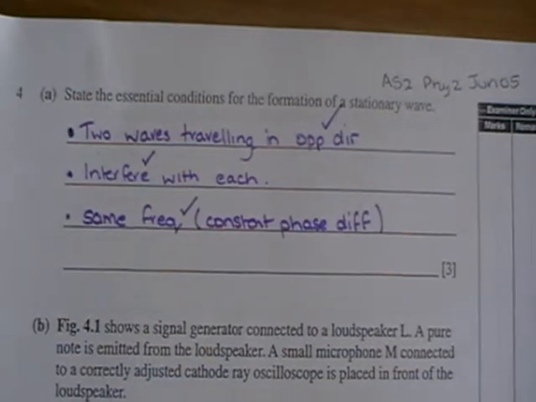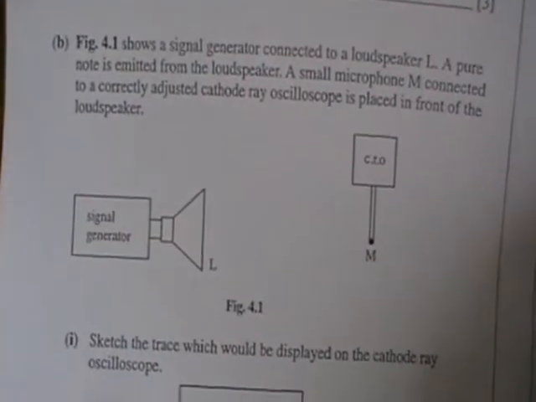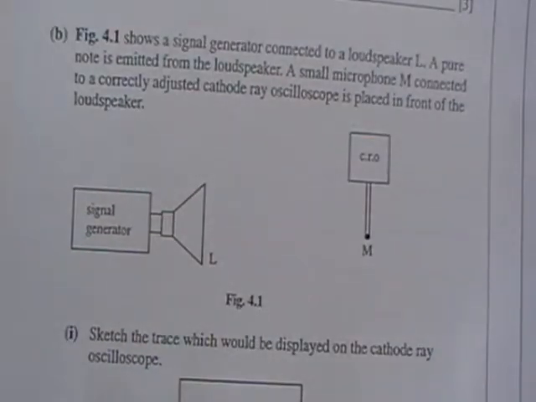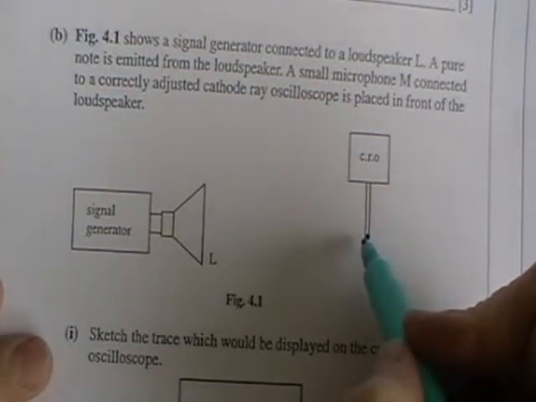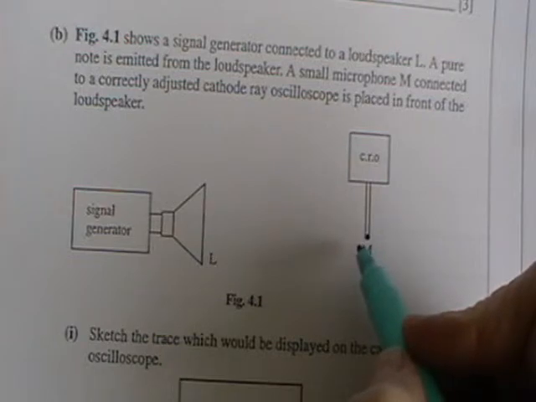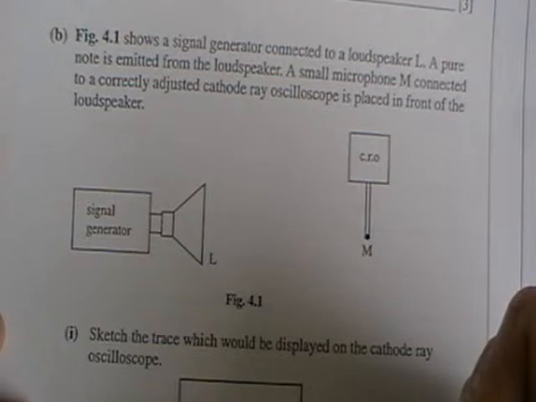Right, part B then. Figure 4.1 shows a signal generator connected to a loudspeaker L. So there's a loudspeaker and there's a signal generator. A pure note is emitted from the loudspeaker. A small microphone M is connected to a correctly adjusted cathode ray oscilloscope, and it's placed in front of the loudspeaker. Sketch the trace that would be displayed on the cathode ray oscilloscope.